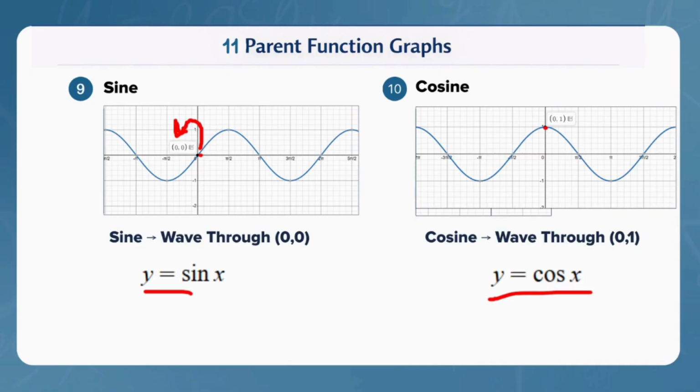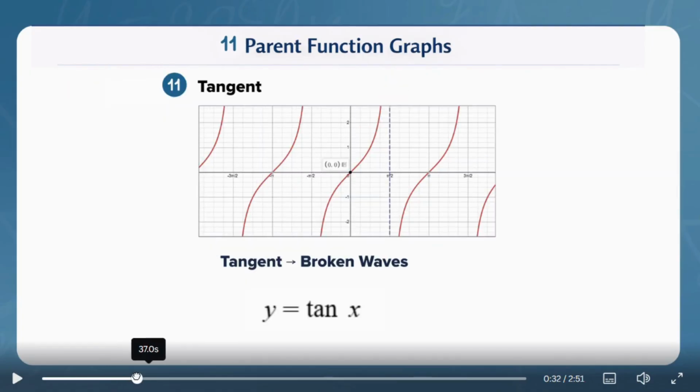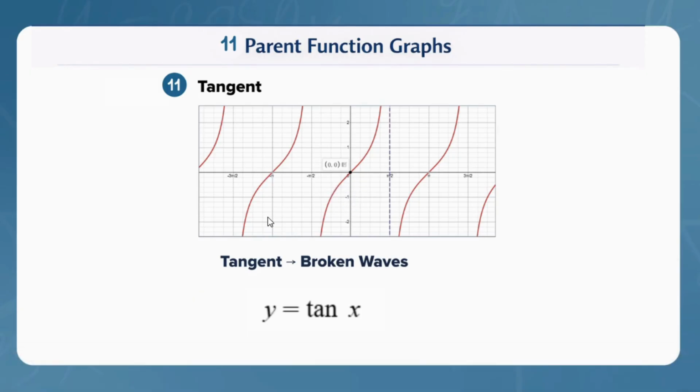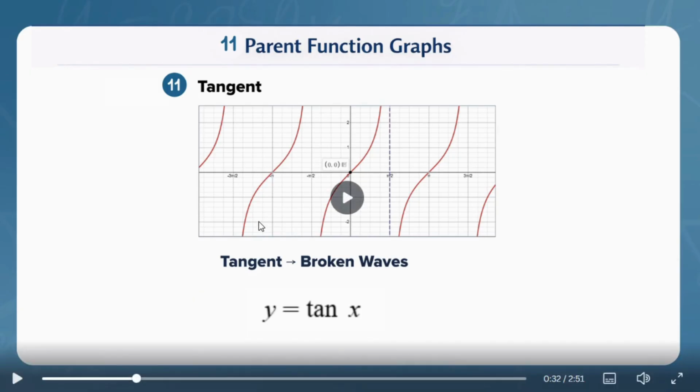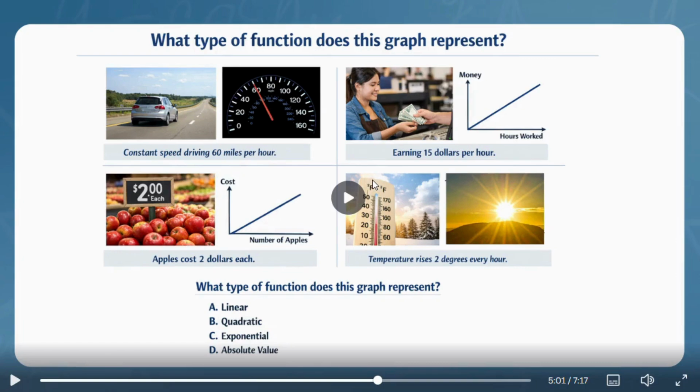And finally, number 11 is the tangent. These are broken waves. And they are steep repeating curves with gaps between them. So let's see how many you recognize. Now let's see how well you can recognize these graphs.